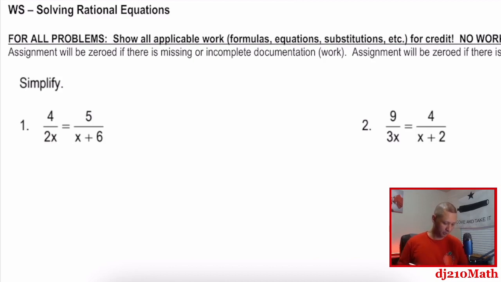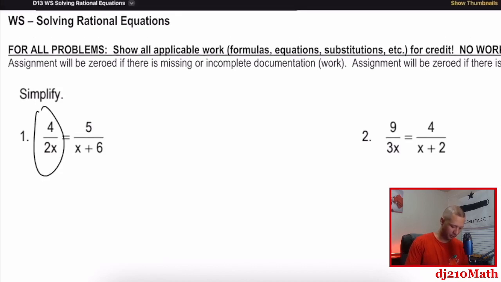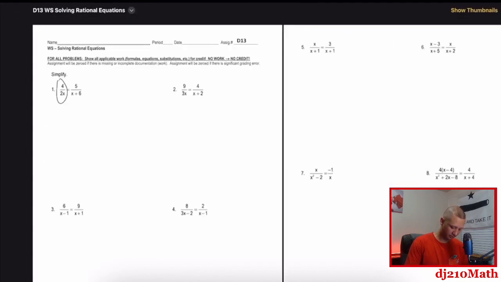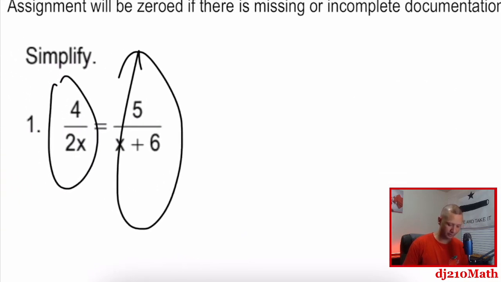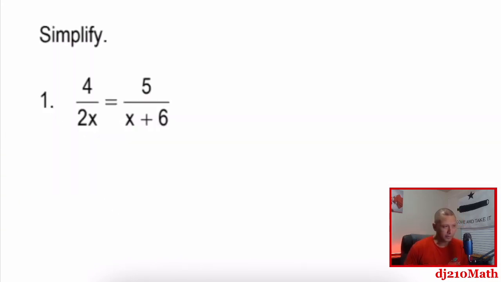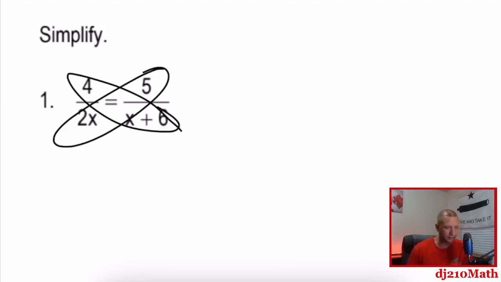So solving rational equations. The idea is that when you have a fraction that's equal to another fraction, right? A fraction that equals a fraction. That's what we want, because once it's in the form of a fraction equals a fraction, then we can cross multiply. And that's the whole point. The denominators come, so we're clearing the fraction basically.